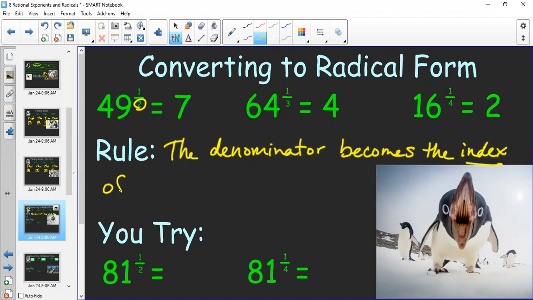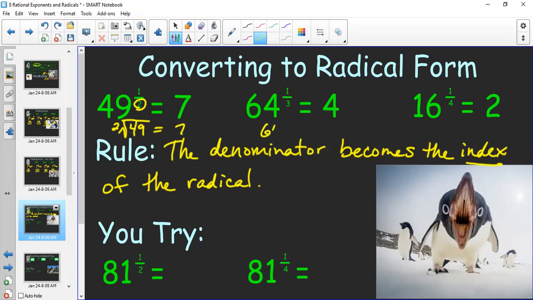I tried to use vocabulary there. All right, so in this case, we would take 49, we put the radical around it, and the denominator becomes the index. So in this case, that'd be the square root, which I don't actually have to write the 2 out front. It's implied. So the square root of 49 is 7.